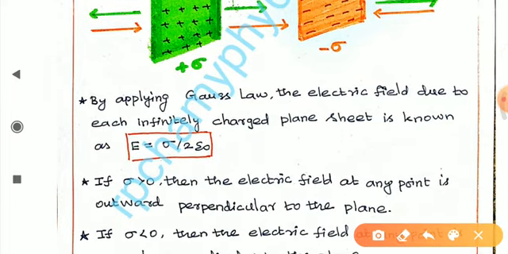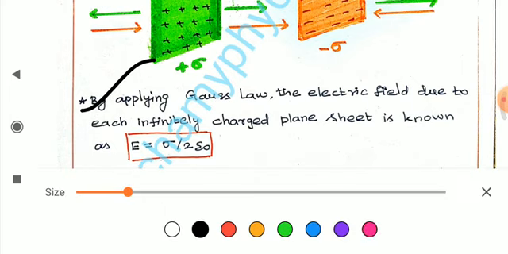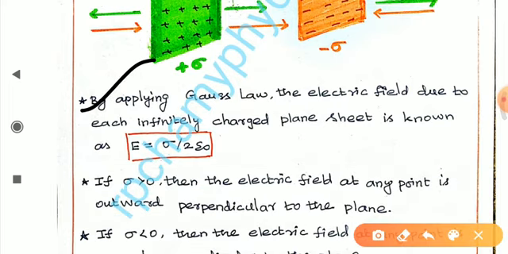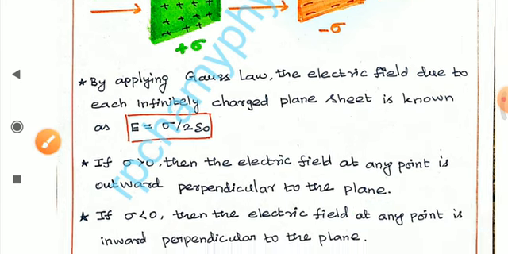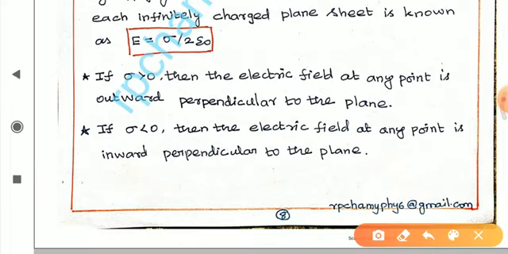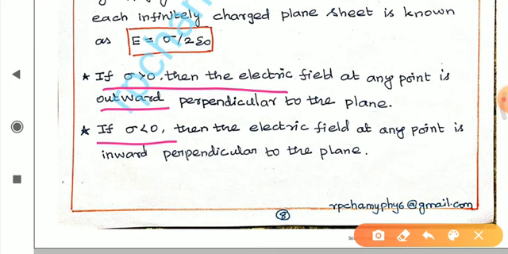So after this diagram I wrote here, by applying Gauss law, the electric field due to each plane charged sheet is given by E is equal to sigma by 2 epsilon naught. It is common for the negative surface charge density and also for the positive surface charge density. One more thing, we know that the direction of electric field depends upon the surface charge density. In the next point I have given, if sigma is greater than 0, then the electric field is acting outward. If sigma is less than 0, the electric field is acting inwards.